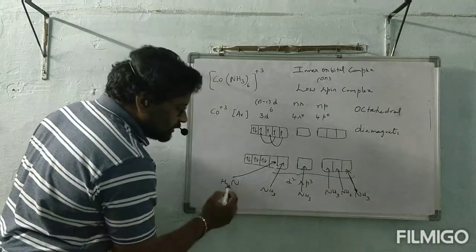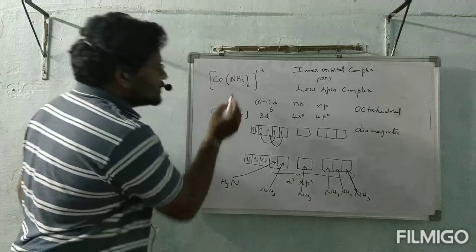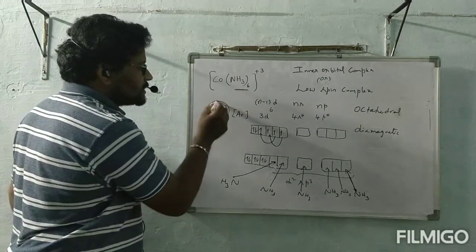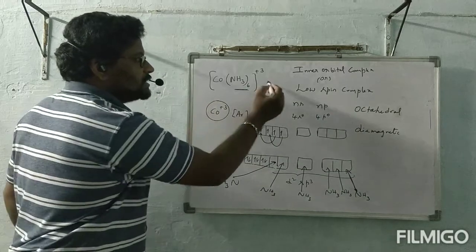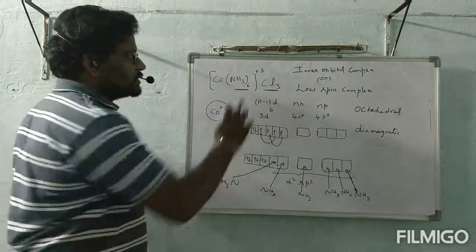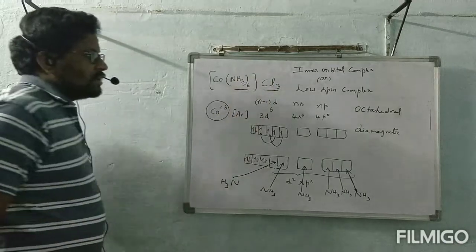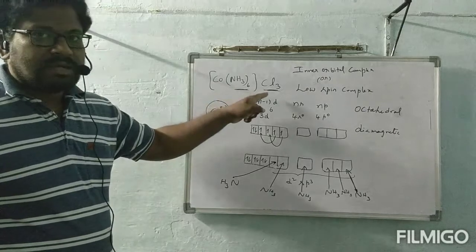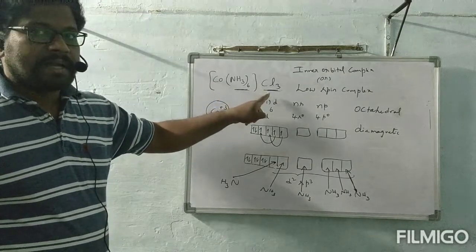This is totally 1, 2, 3, 4, 5, 6. 6 NH3 molecules are bonded with Co+3. This Co+3 is involved in an ionic bond with 3 Cl- ions outside. These are counter ions, primary valency.